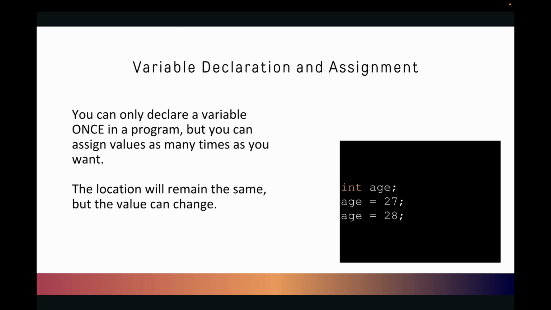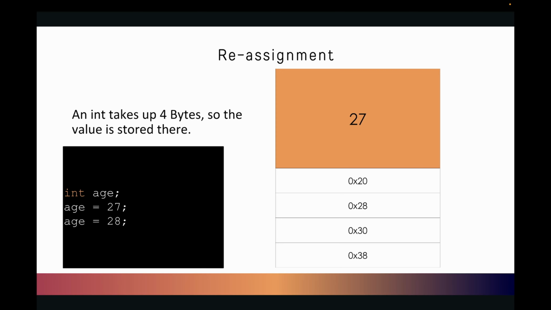You can only declare a variable once, but you can assign to it as many times as you want. And key part here, the location will remain the same in memory, but the value can change. If we wanted to reassign, all we have to do is delete what's there and then store the new value in it. Now, there are some rules to work with variables.